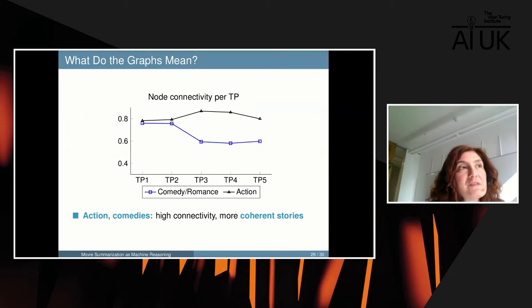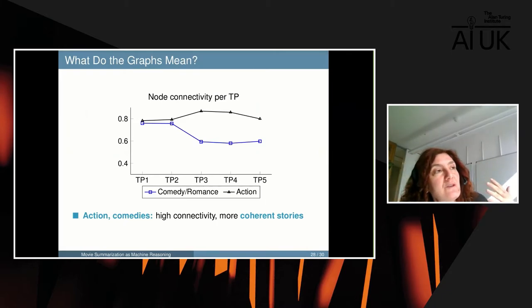Now, what do these graphs mean? Remember, in the beginning, I said if we have a model that breaks things down and is more interpretable, we need to be able to use this model to figure out what it means for this graph to represent a movie in our case. So every movie is represented as a graph. And in this picture, I'm showing you how connected is a turning point, which is represented by scenes, to all the other turning points in the movie.